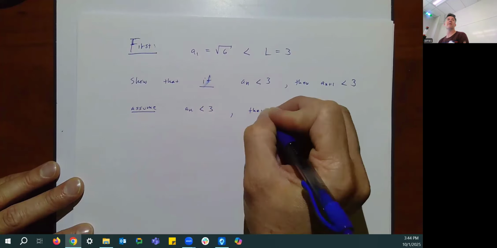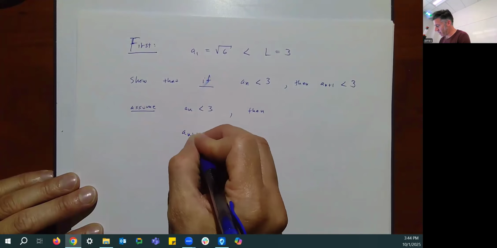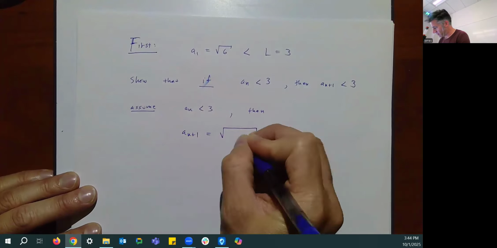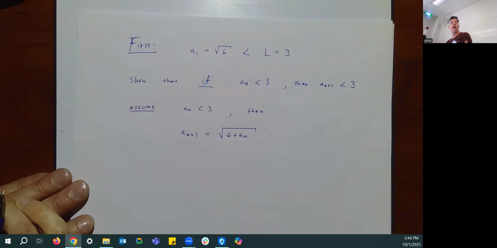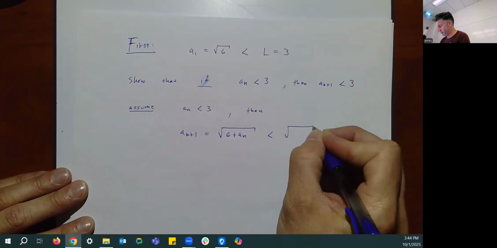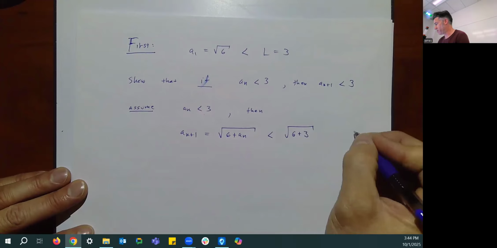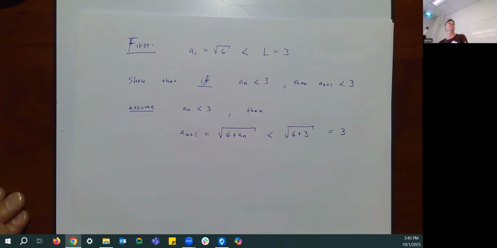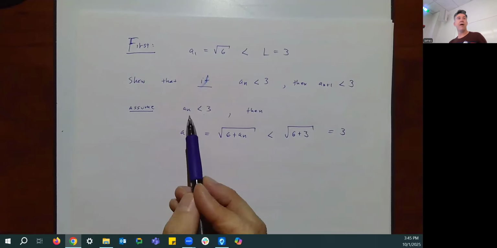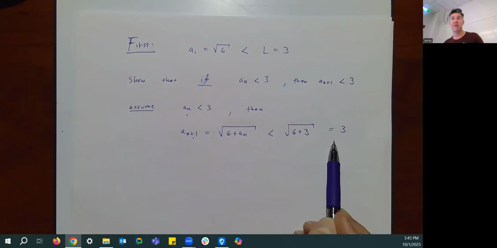Then, and you're going to be amazed at how much better this problem does with nice numbers. Check out how nice this is. Then a sub n plus 1 is equal to the square root of 6 plus a sub n. Well, we know that a sub n is less than 3. So this is less than the square root of 6 plus 3, which, oh my God, look at that. It's 3. That's why you use good numbers, not terrible numbers. Oh, look, we did it. We showed that if a sub n is less than 3, then the next term also is less than 3.